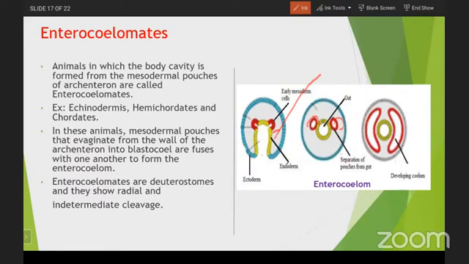What are the examples here? They have mentioned echinoderms, hemichordates, and chordates. In these animals, mesodermal pouches that evaginate from the wall of the archenteron into the blastocoel fuse with each other to form the enterocoelom.